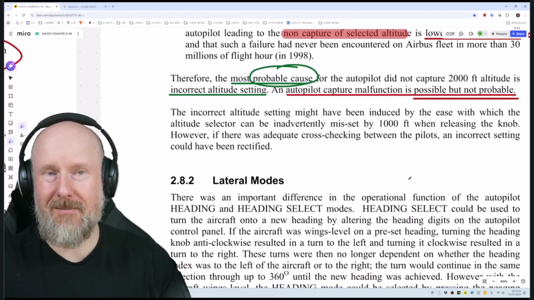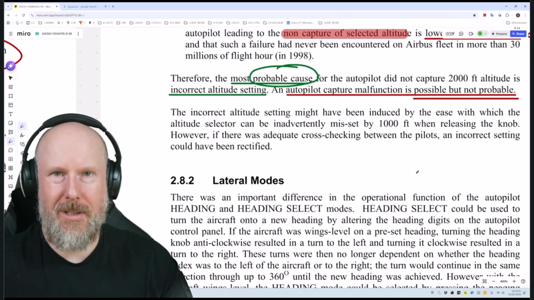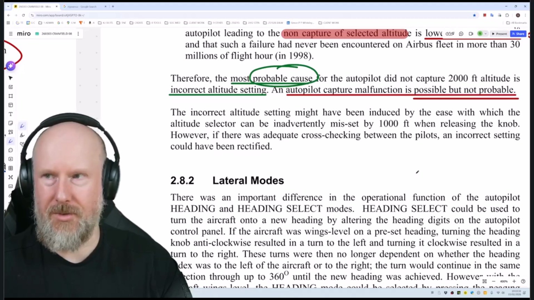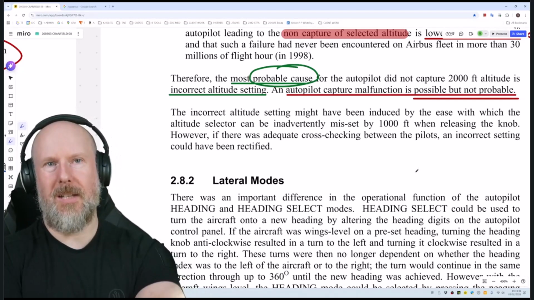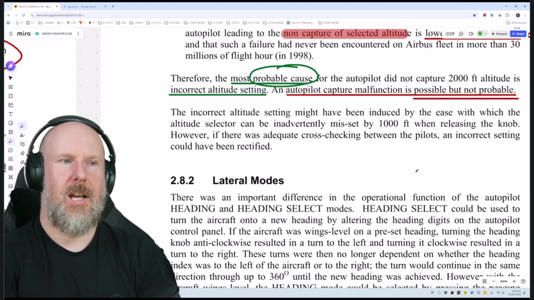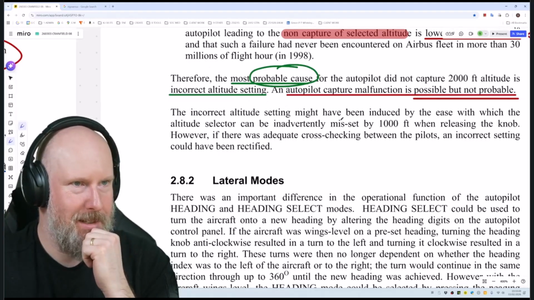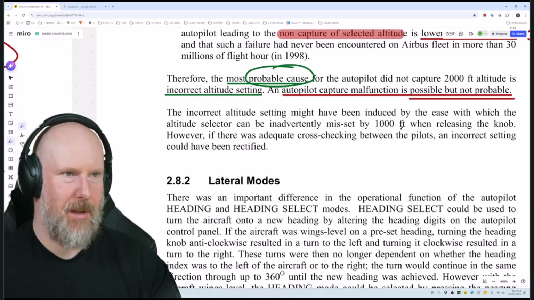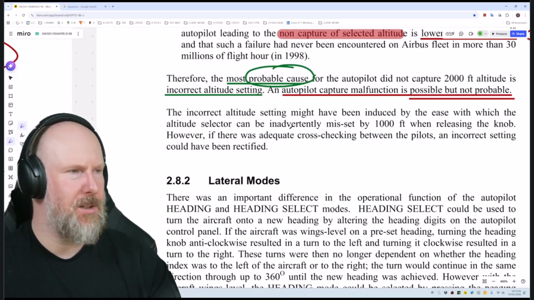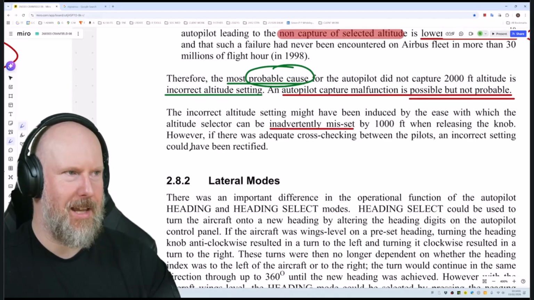And especially with the recent incidents, there's a few. There's a chap I'm connected with on LinkedIn, he's an ex-US Navy pilot who was flying an aircraft in Australia, an Airbus as well, that had uncommanded pitch down a few times. And I'm not convinced. Anyway, the incorrect altitude setting might have been induced by the ease with which the altitude selector can inadvertently misset by 1,000 feet when releasing the knob. However, if there was adequate cross-checking between the pilots, an incorrect setting could have been rectified.